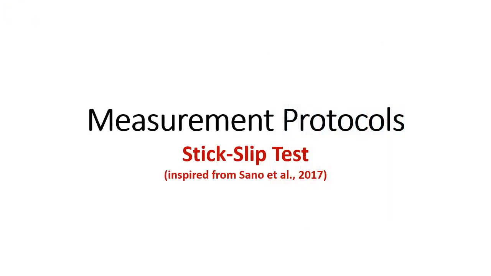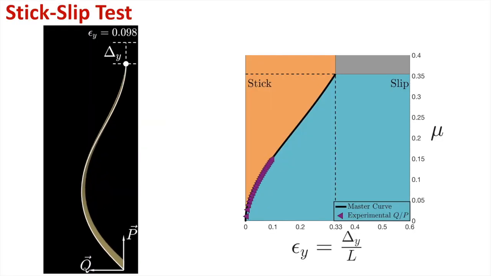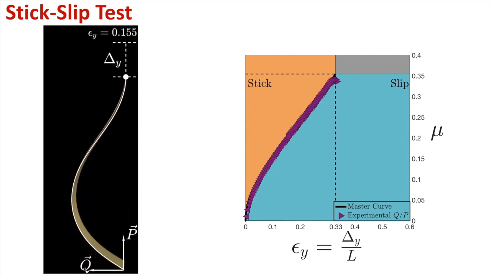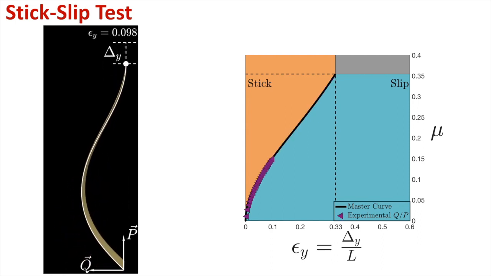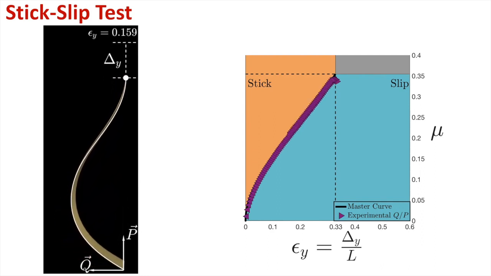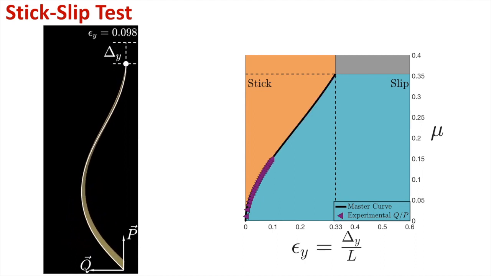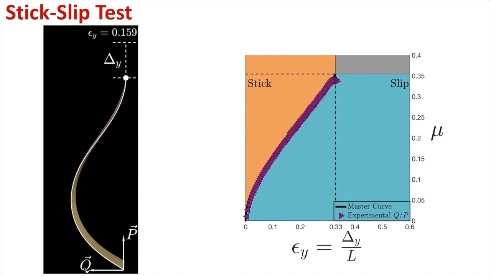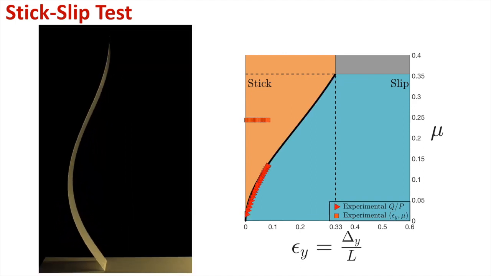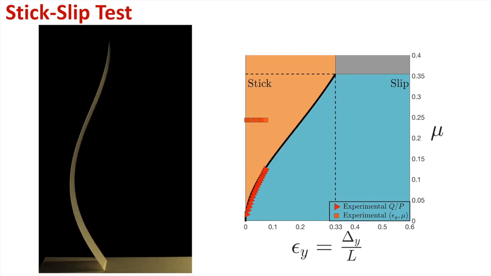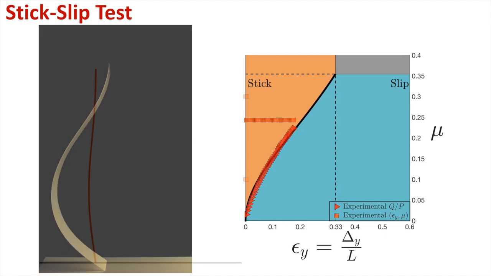Lastly, we introduce the stick-slip test as a protocol to measure static friction solvers. This protocol measures the accuracy of simulating static Coulomb friction, and the setup involves a vertically suspended thin elastic rod or ribbon in contact with a substrate. Sano et al. have shown that with normal and tangential forces P and Q at the point of contact, the dimensionless quantity Q by P does not depend on the material properties of the object in contact. This ratio thus provides a way to detect the bifurcation between the stick and slip behavior of the elastic object. We confirm this bifurcation boundary through our experiments.